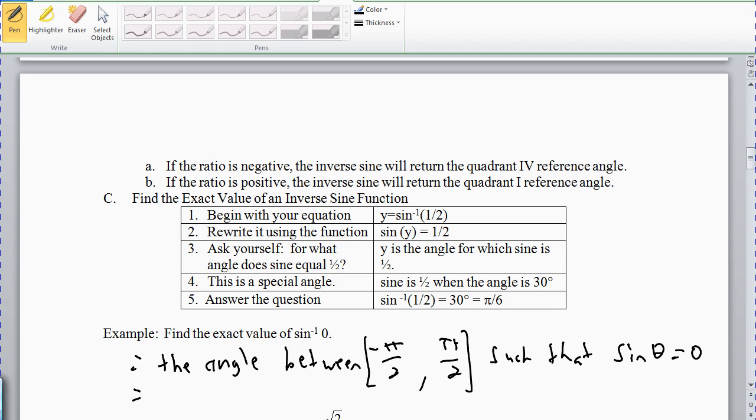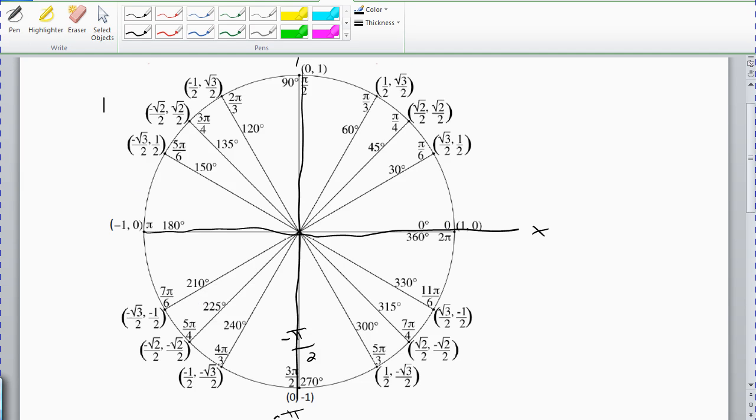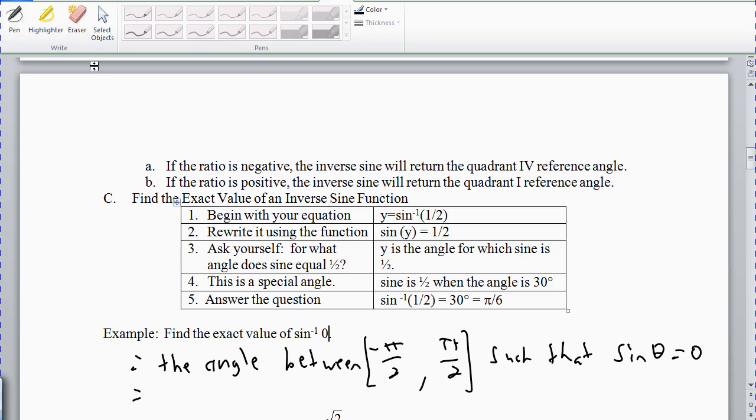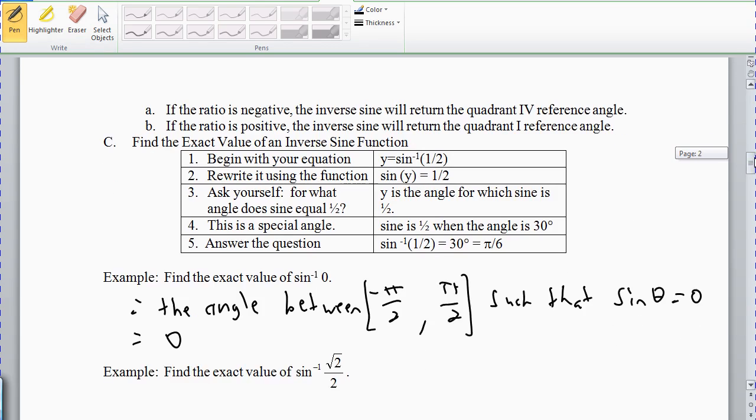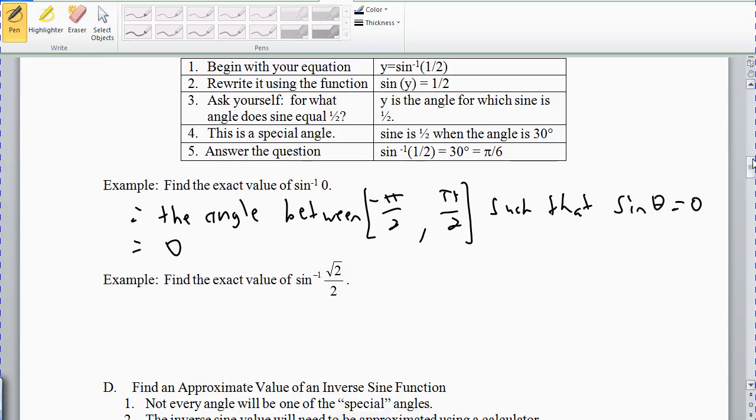And if you look at your unit circle, sine is the y values. The only place where that's true is at 0. So the answer is 0 radians, not 0 degrees. Since that's 0, I could do it in degrees, but I'm just going to keep it in radians. Most things are now going to be in radians.